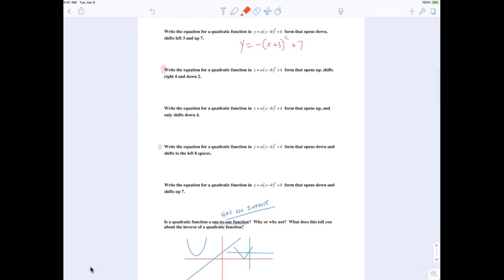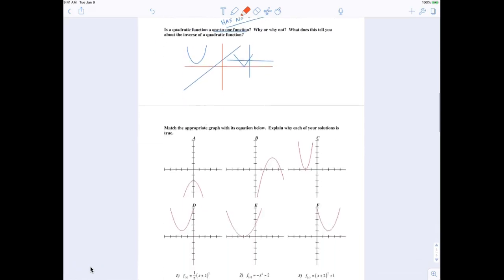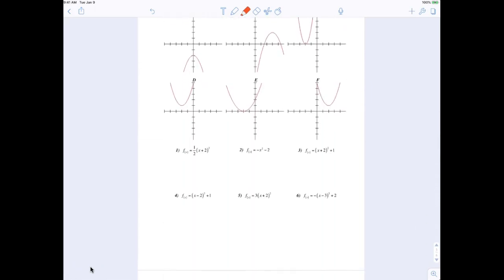I know it's kind of annoying because it's not numbered. I'll number it next year. I don't know what I was doing. And then let's do this. Match all the graphs. That's really easy.